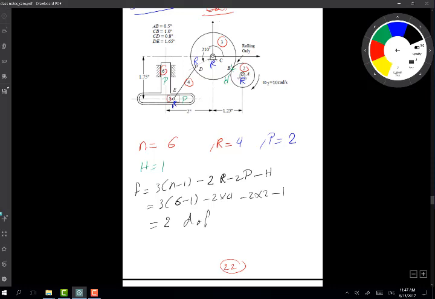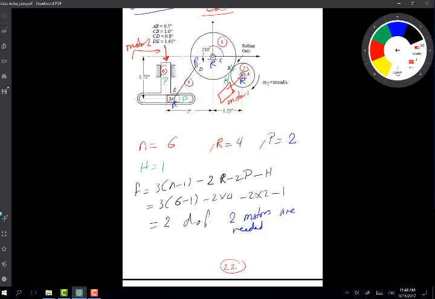So 2 degrees of freedom, which tells me that 2 motors are needed, right? Then those 2 motors, where am I going to fit them? Well, I imagine one of the motors will be here. So that's motor 1. And the second motor would possibly be at the other end, like a linear actuator here. So this is motor 2, a linear actuator moving link 6 up and down.